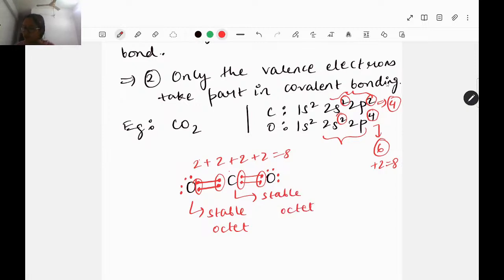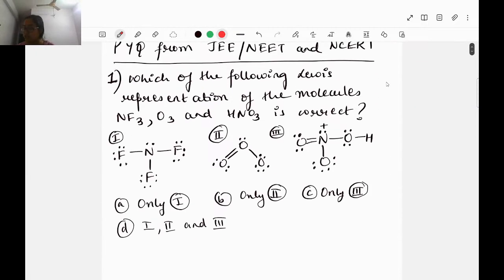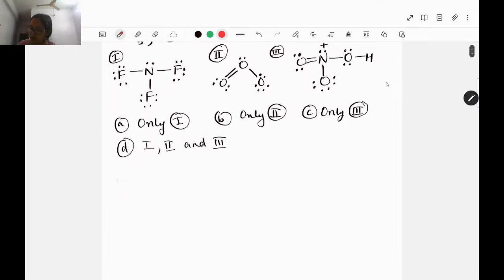So let us see what our question was. The question was, we have to explain which of the following Lewis representations of the molecules NF3, O3 and HNO3 is correct. Okay, so let us have a look. Let us start from the third structure. What is it? It is HNO3. This is a structure of HNO3.